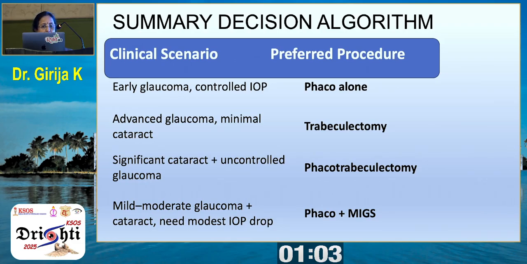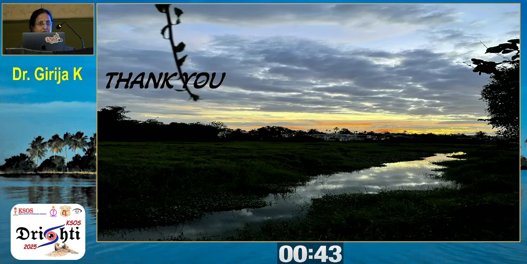Then when the patient develops a cataract, you can do it later but carefully. Significant cataract with uncontrolled glaucoma, go for phacotrabeculectomy, but always expect complications, do it safely. Mild to moderate glaucoma with cataract, it needs modest IOP drop, you can go ahead with phaco and MIGS. I have not much experience in MIGS.